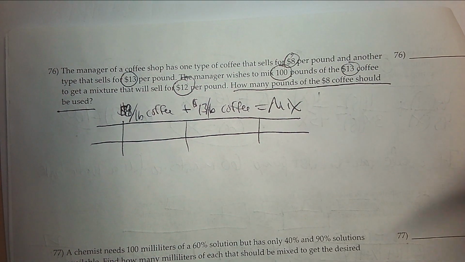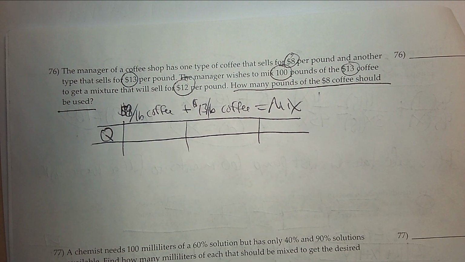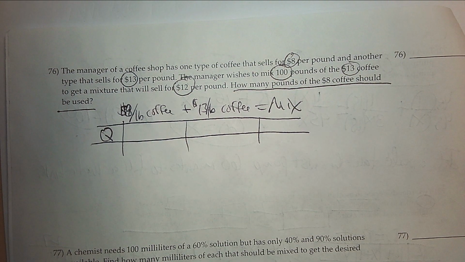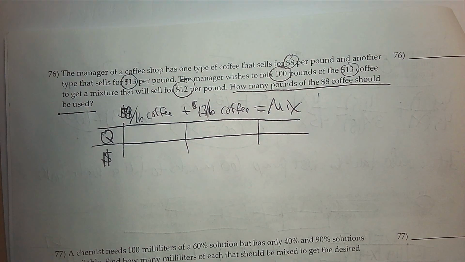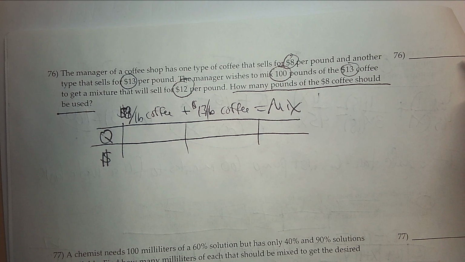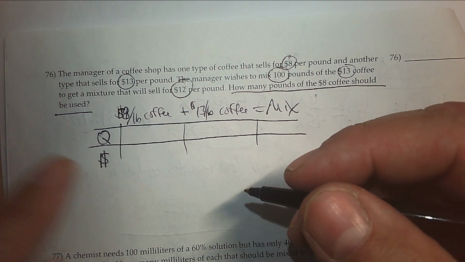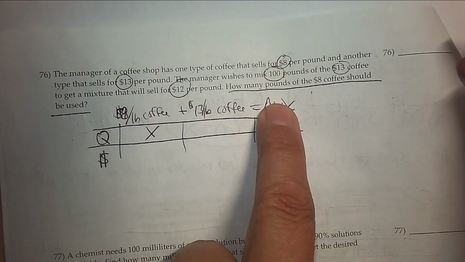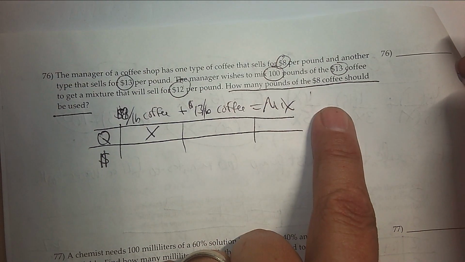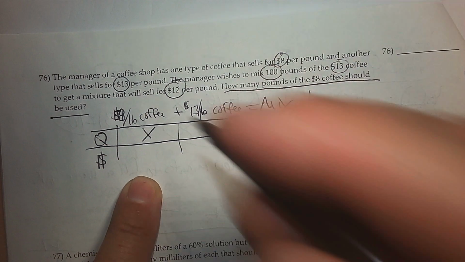In this question, I care about the quantity. How much do I have of each type? In this question, I don't have a percent. Instead, I have money. Make it simple. So how much do I have of the $8 coffee? I don't know. That is my unknown, isn't it? How many pounds of the $8 coffee? Don't know. How much does the $8 coffee cost? $8.